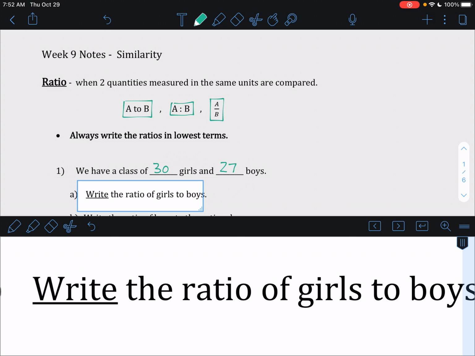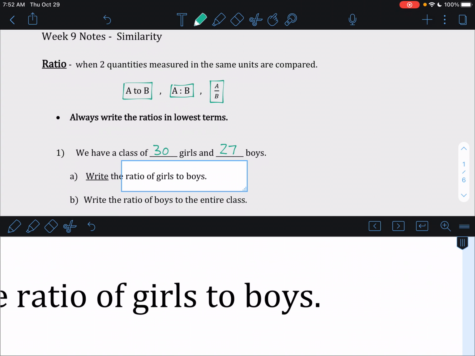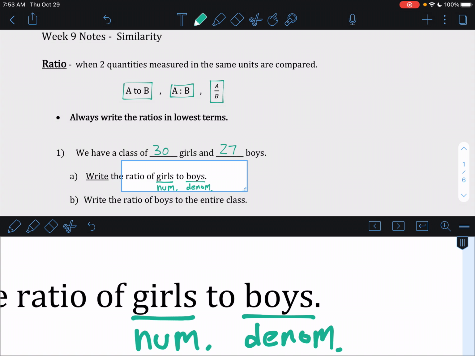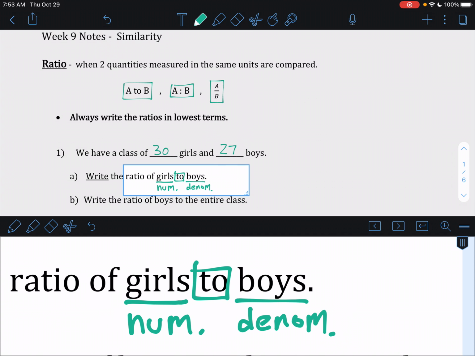All right, it says write the ratio of girls to boys. So, girls to boys. This is going to be my numerator, and this is going to be my denominator. And this 2 in the middle, we can basically think of that as like our fraction bar, or if we're writing a ratio like this one in the middle, basically like our colon.